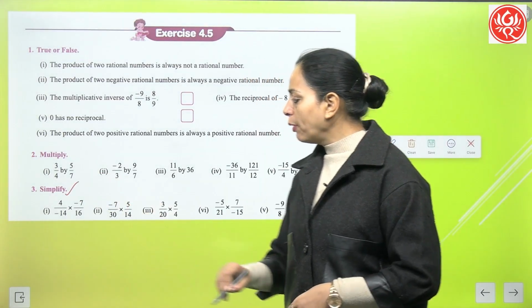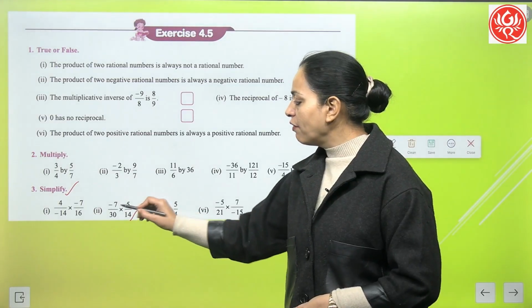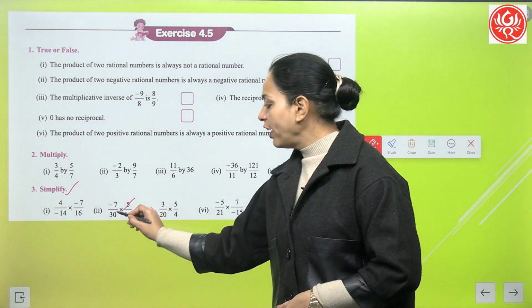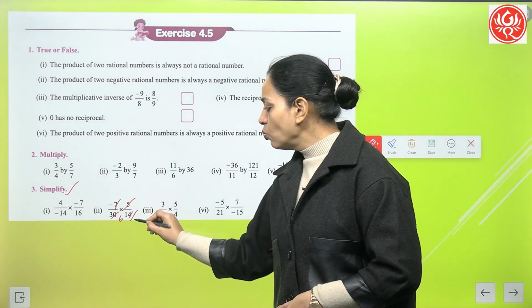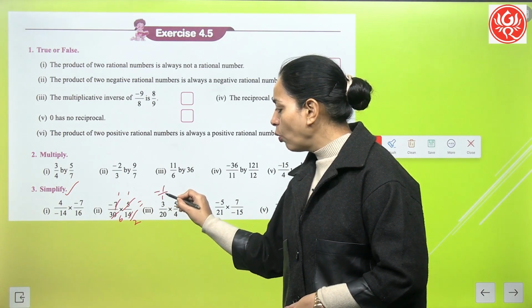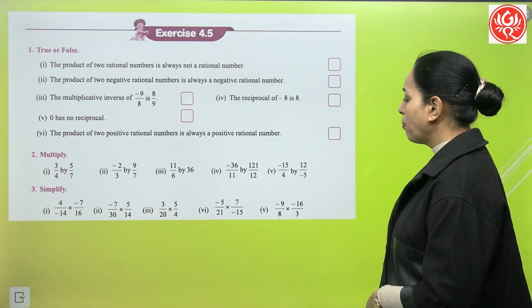Now come to question number 3. Simplify. Like here, second part, minus 7 upon 30 into 5 upon 14. So 5 6s are, 7 2s are. So here 1 1. So minus 1 upon 12. Okay. Similarly, you can try remaining parts.